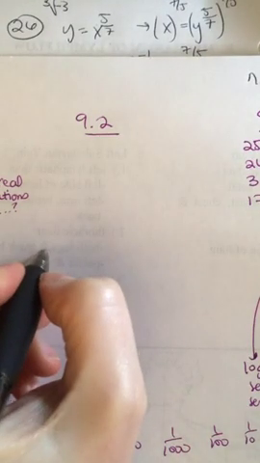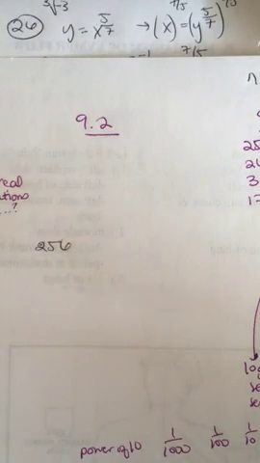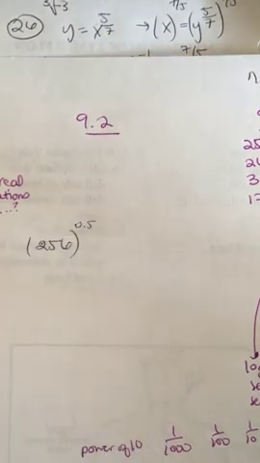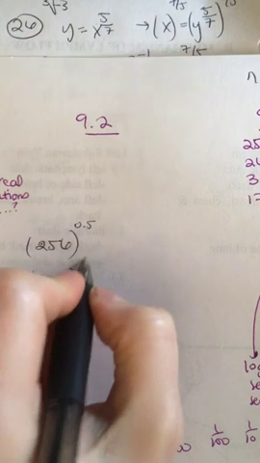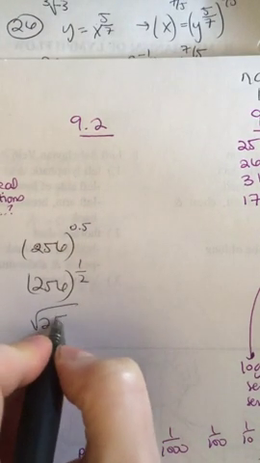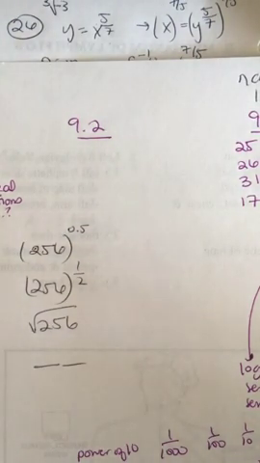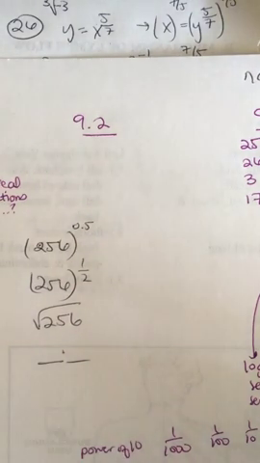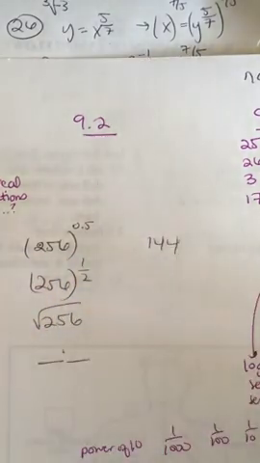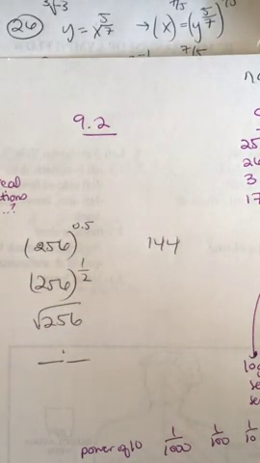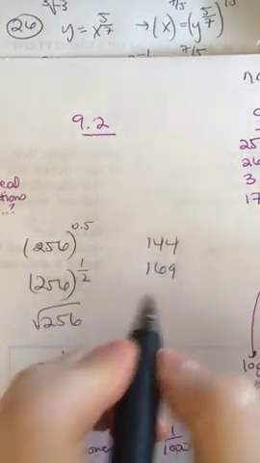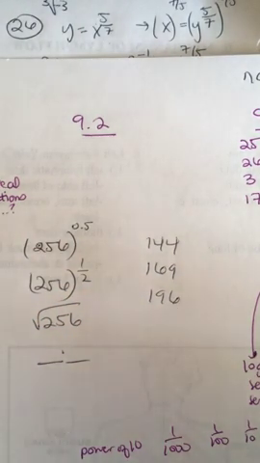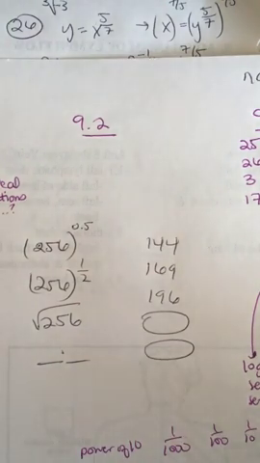So the one that we had on the quiz was 256. Yeah, I'll go ahead and do it. So for 256, it wanted 0.5. That's the same thing as saying 1/2. That's the same thing as saying the square root. So I need 2 numbers that multiply by themselves, the same number, to make 256. Hopefully you know all the way up to 144. So 12 squared is 144. It's awesome if you know 13, because that's 169. 14 is 196.